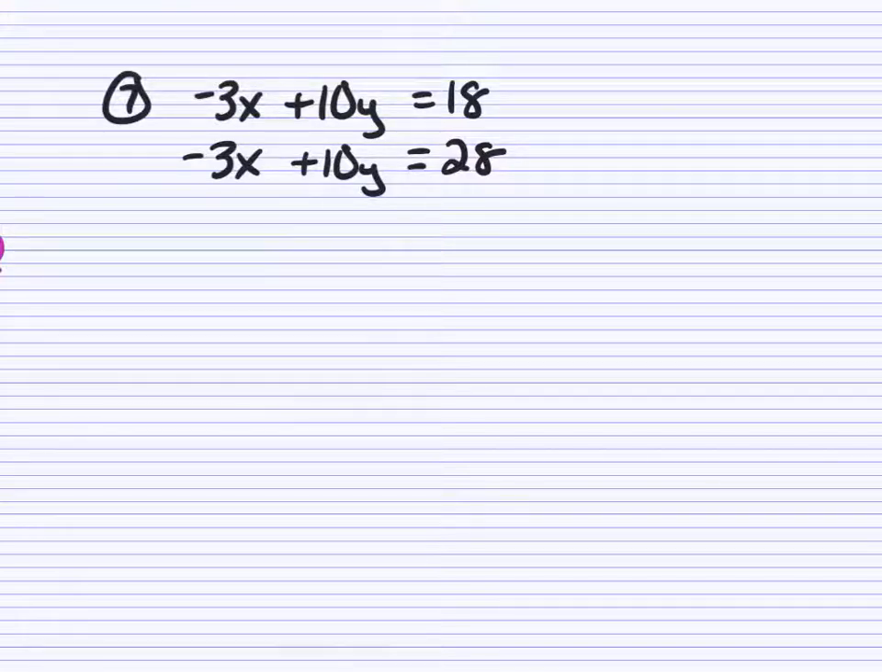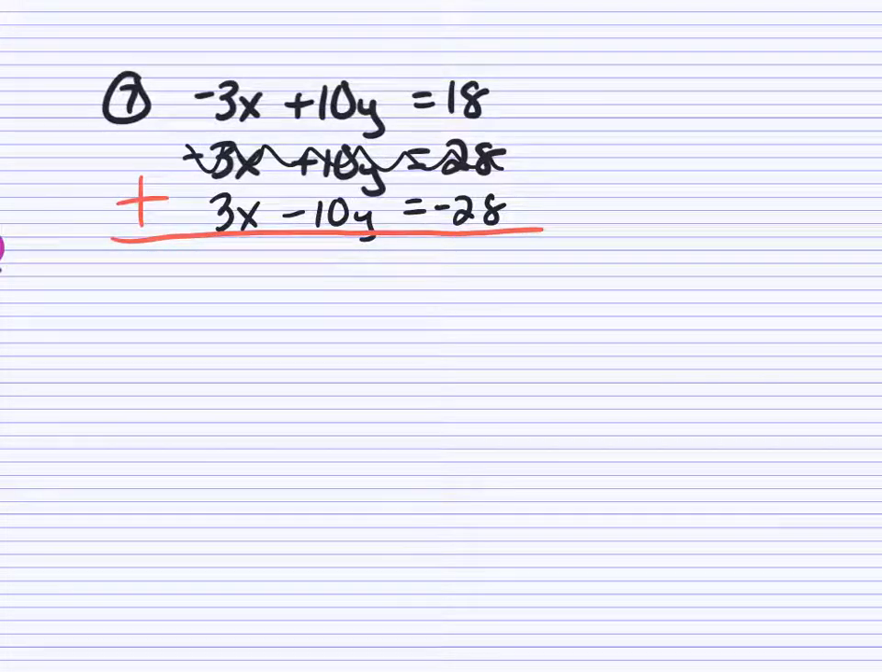So negative 3x becomes positive 3x. Positive 10y becomes negative 10y. And positive 28 becomes negative 28. And then I scribble it out. Again, I'm looking for opposites. I see negative 3x and positive 3x, positive 10y and negative 10y. So since I have two sets of opposites, I go to addition, but I should realize that something weird is about to happen because I had two sets of opposites.